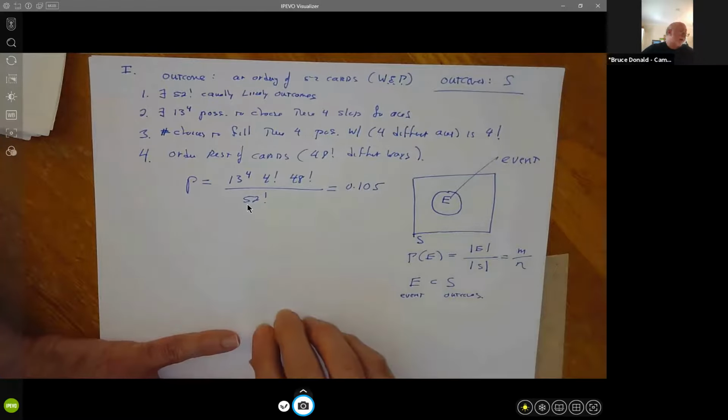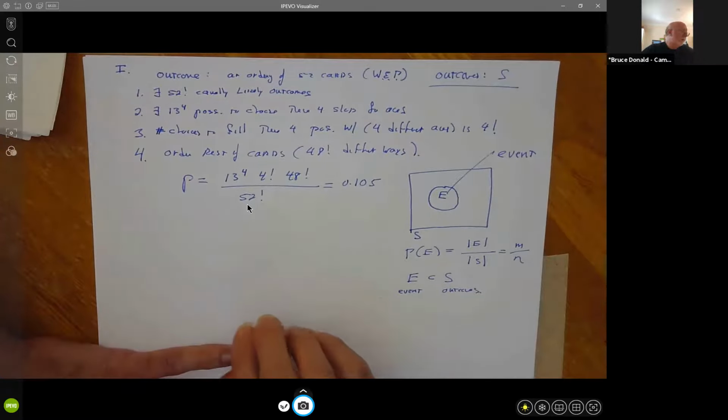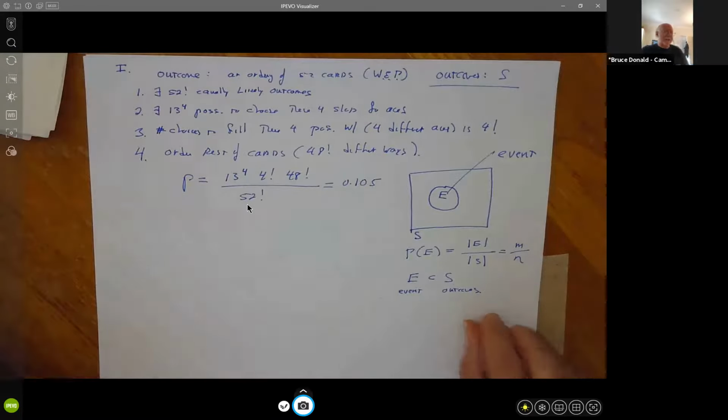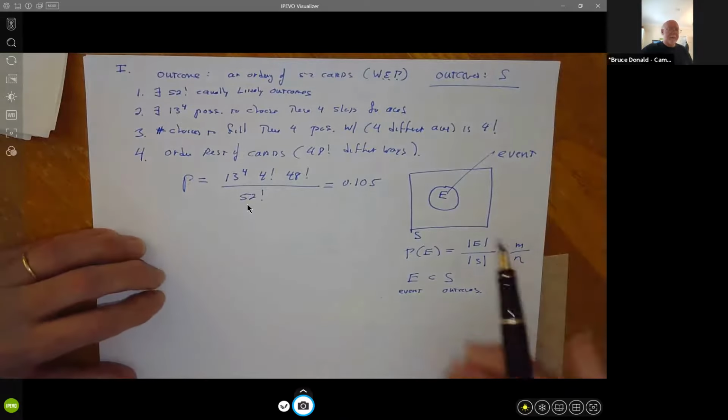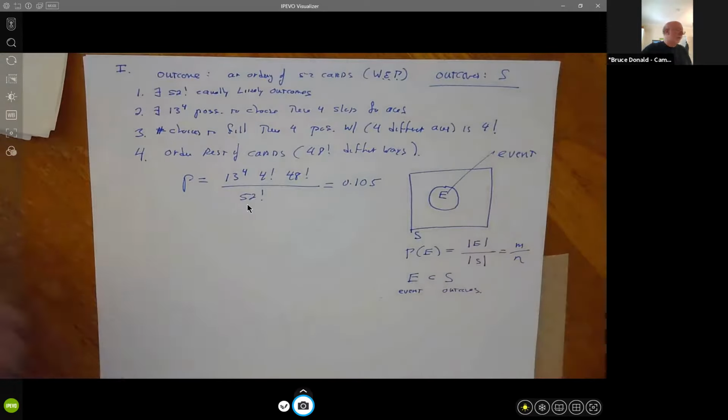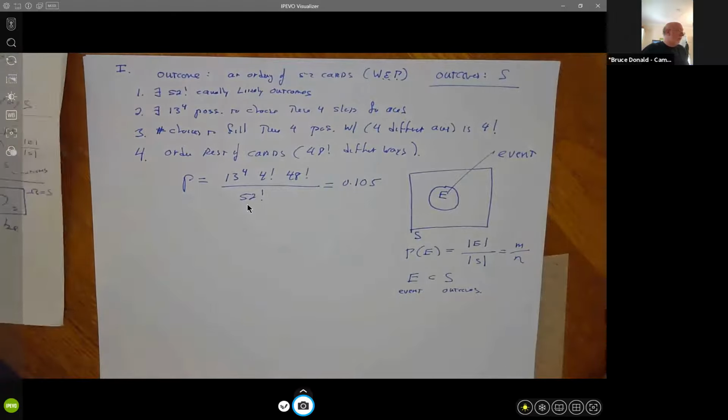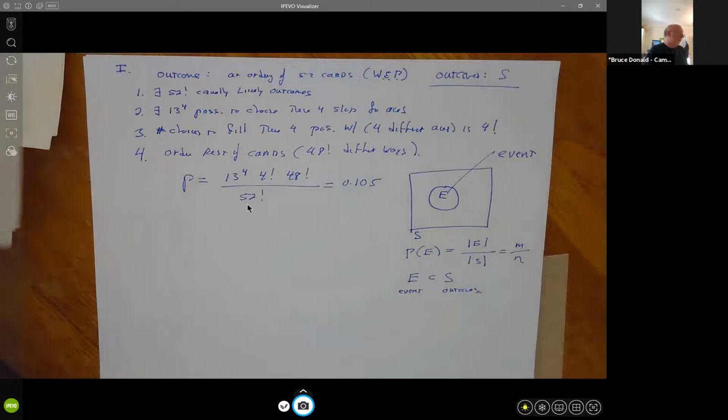Now, I should mention that a lot of what we're doing with probability also generalizes to continuous probability, but we need to think about that a little more carefully. There we'd be looking at the area of E versus the area of S or something like that. And I'll do a little more of that next time. Okay. So this is our framework for computing things about probabilities in the case of cards.